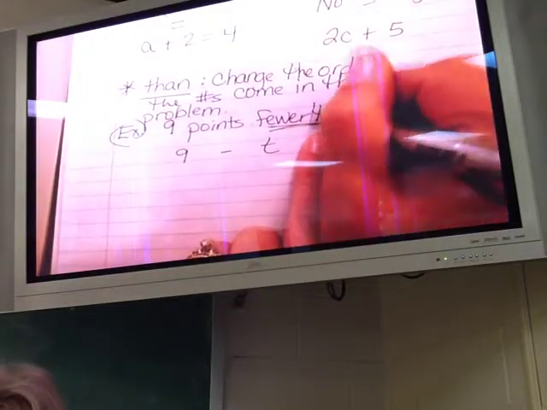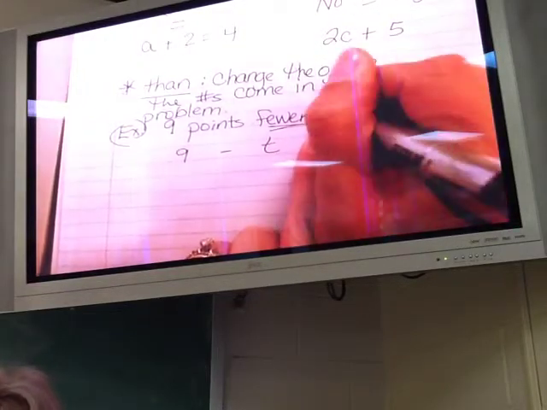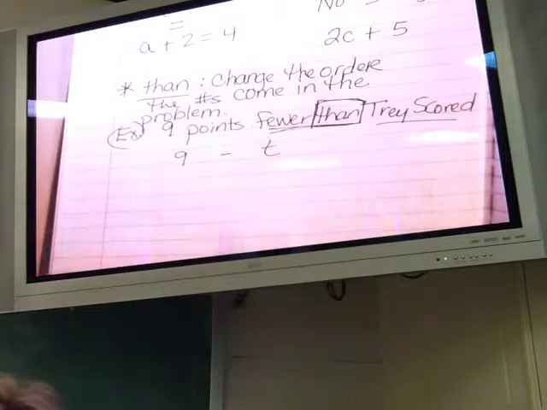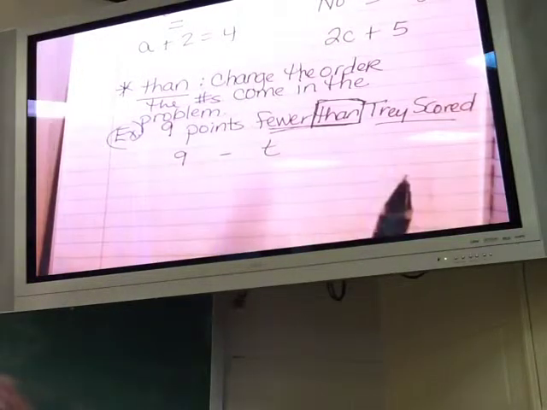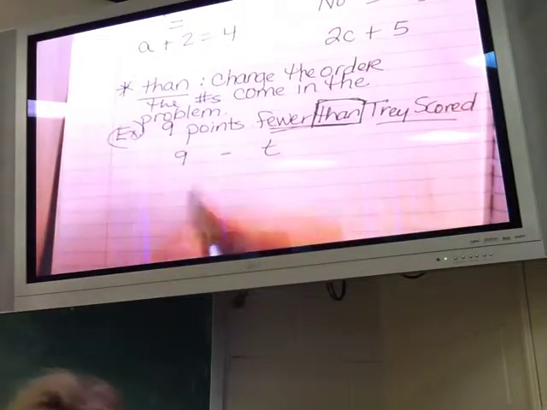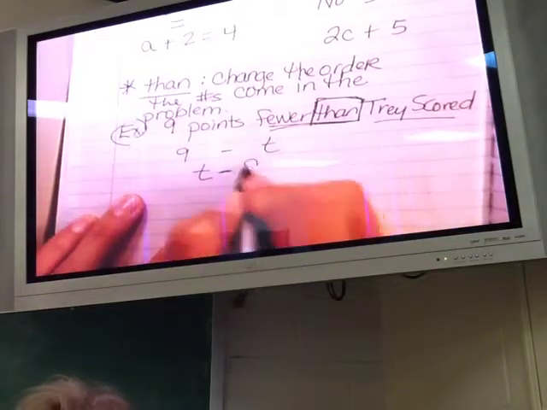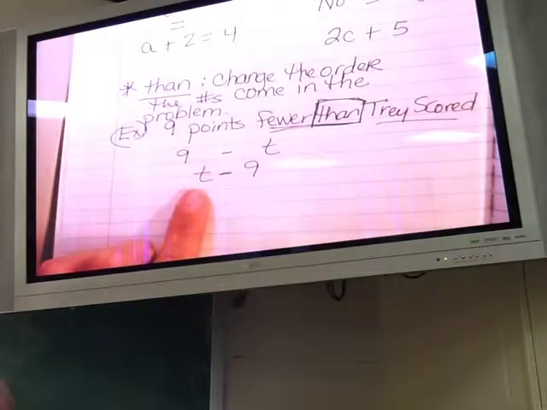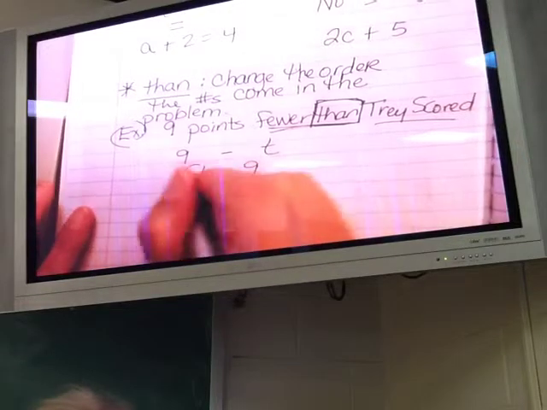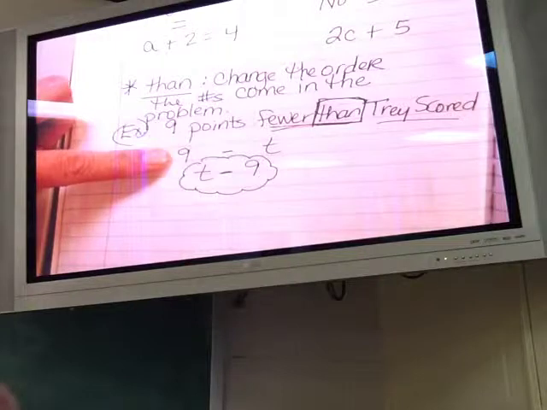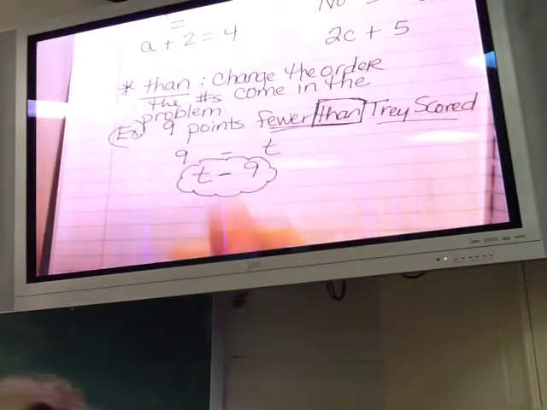Because it's "than," you change the order. Yes, excellent. Because of the word "than," he paid attention. Good job. Okay, because of the word "than," we just learned, change the order that the numbers come in the problem. So instead of saying 9 minus T, we say T minus 9 because it's 9 points fewer than what Trey had to start with. Here's Trey's score, and it's got to be 9 fewer. So this is the correct answer. This would be wrong, okay? So make sure that you realize the difference.